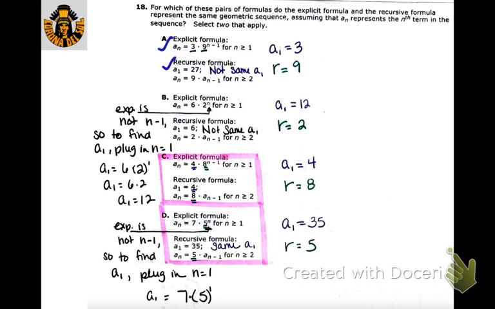For part B, if you plug in a 1 for that one, the first term would turn out to be 12, and that's not the same as 6, and so that one's not good. And then for C and D, they actually work. They give you the same numbers.